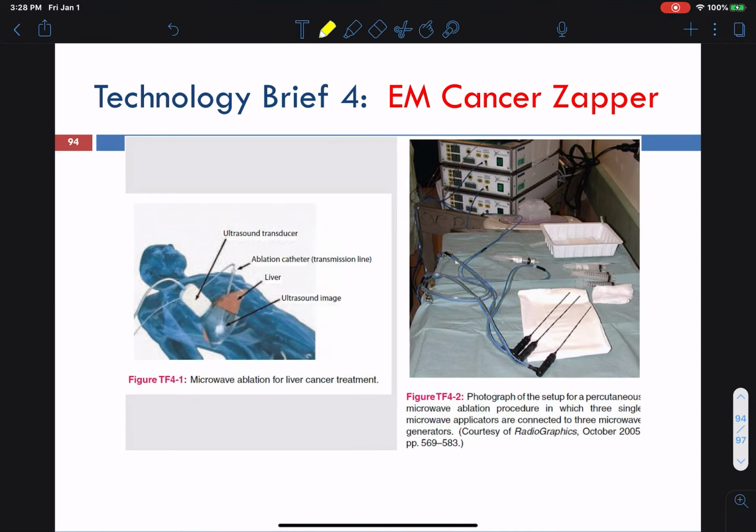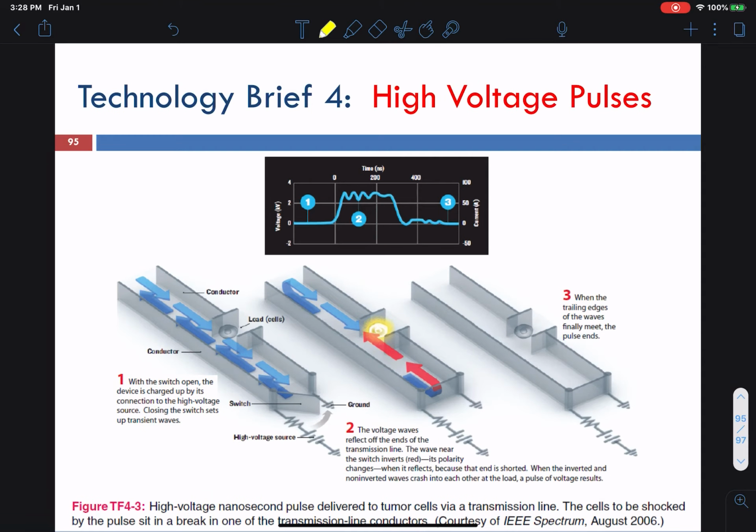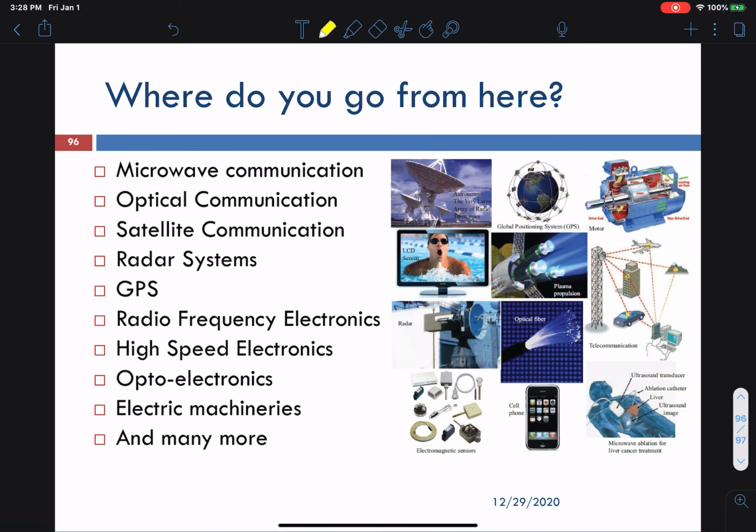There are some applications where you can kill cancer cells using microwave signals, or you can use a high pulse voltage signal to also kill any cancer cell inside the human body. And you have seen that this is communication. In communication, what we discuss is basically all our communication. You can see from satellite to fiber optics to even medical applications, everywhere you can apply electromagnetic fields theory.